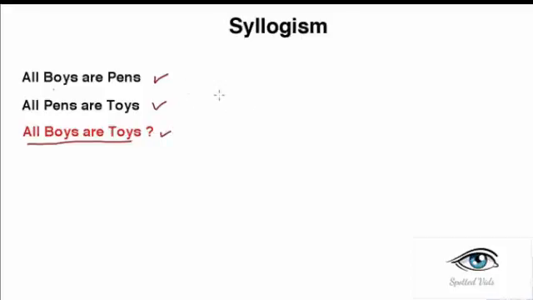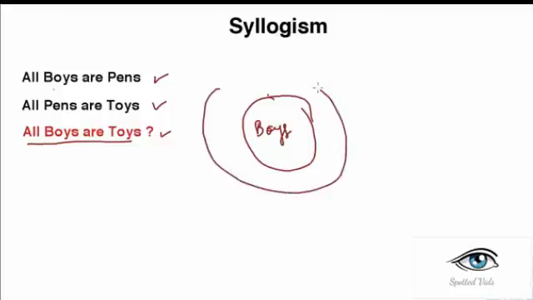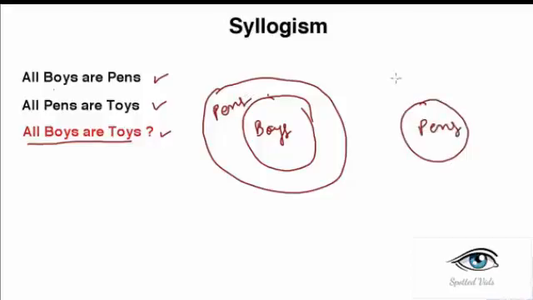So we will solve this question using the circle method. We will draw the circle for each of the statement and then find the conclusion. First of all, this is the circle. All the boys are pens. And all the pens are toys.